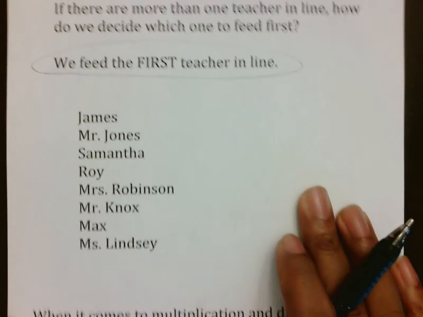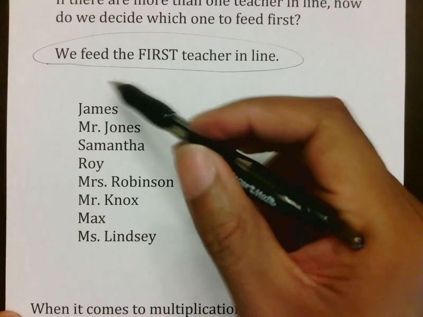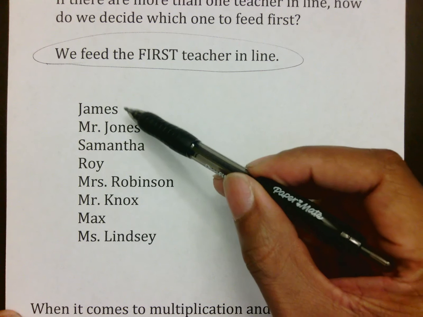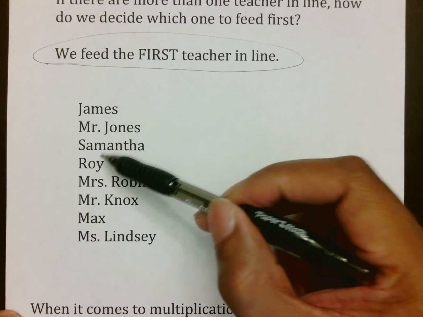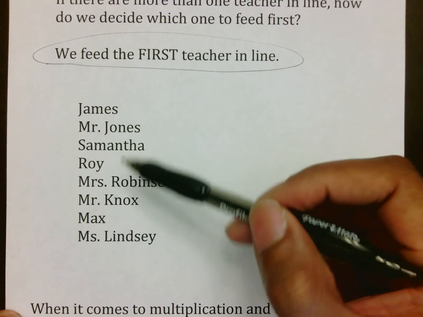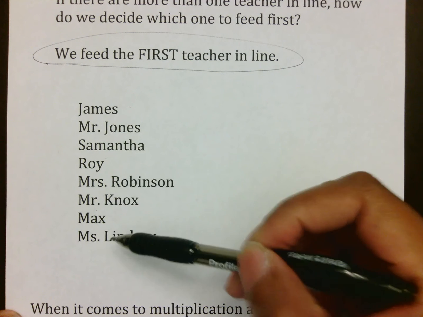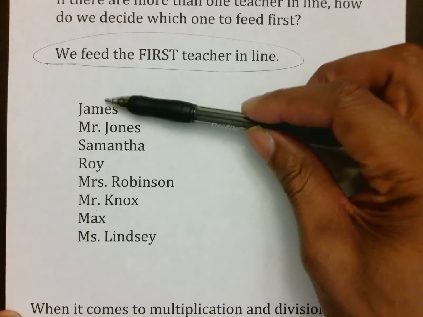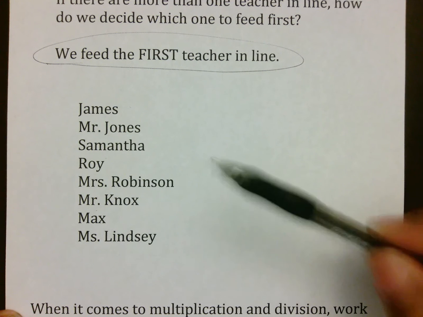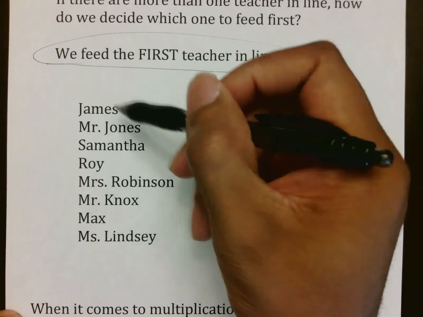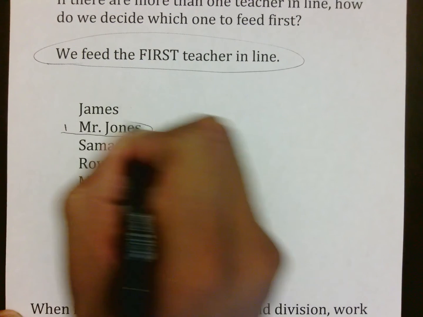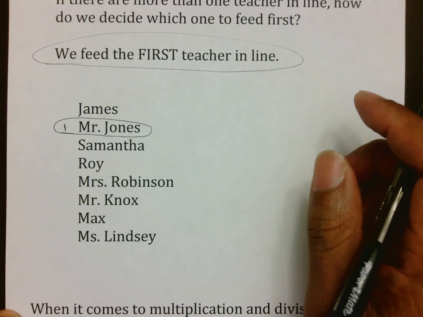So looking at this situation, I had to write in a vertical format because I couldn't get all the names in there. But anybody who has the regular names, James, Samantha, Roy, Max, are all students. Mr. Jones, Mrs. Robinson, Mr. Knox, Miss Lindsay are all teachers. So if this is how they showed up to the lunch line and the food hadn't been served yet, the first person that's going to get food is not James, because James is a student. Mr. Jones, who is the first teacher in line, would get fed first.